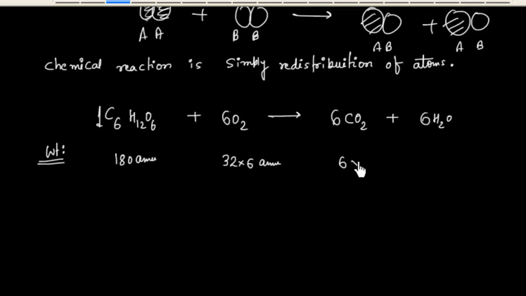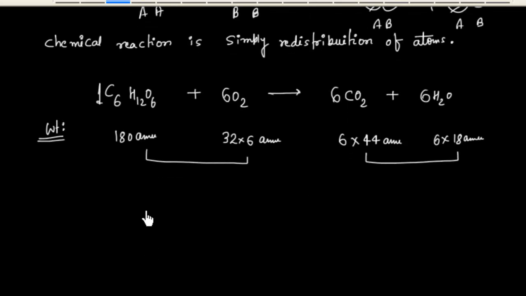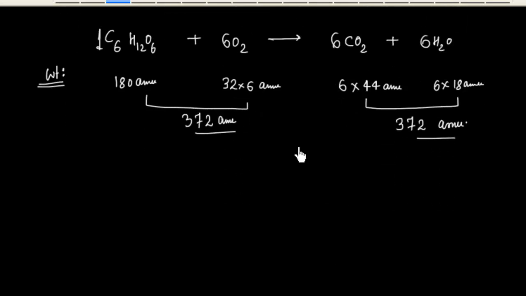And what is the mass here? So this is 6 into 44 AMU, and this is 6 into 18 AMU. Now let us add these two masses this side and add these two masses this side. So you will find these two masses are the same. If you add these two, this comes out to be 372 AMU. And this side also you will find this comes out to be 372 AMU. This means left side mass is equal to right side mass. So in any chemical reaction there is no loss of mass. That is, a balanced chemical reaction also obeys the law of mass conservation.